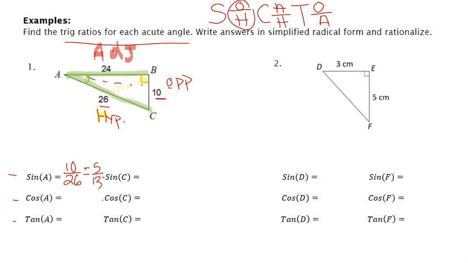I'm now going to do the same for cosine. So cosine is adjacent over hypotenuse, because C and A. So 24 over 26. And cosine of A is going to be the ratio of 12 over 13. And then finally, the last one, tangent, is opposite over adjacent. So my opposite is 10. My adjacent is 24. So 10 over 24 is 5 over 12.